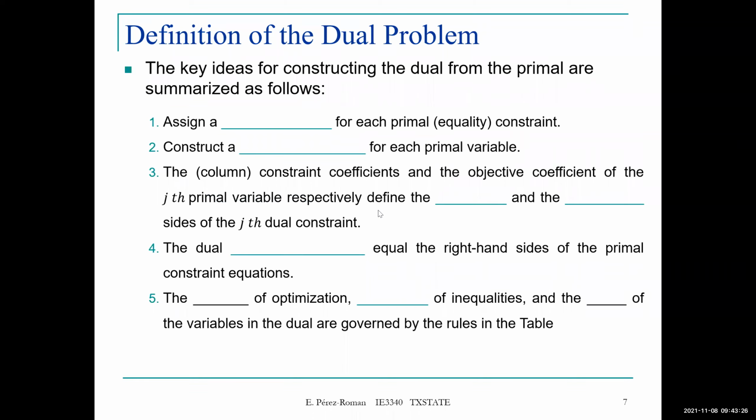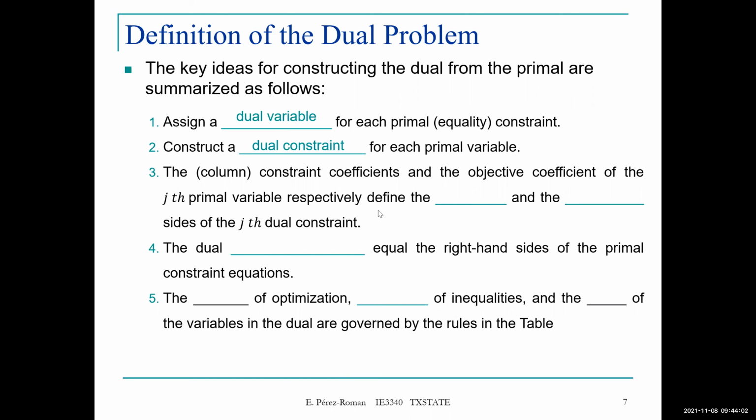The key ideas for constructing the dual from the primal are summarized in this slide. First, we're going to assign a dual variable for each primal equality constraint. So for each constraint in our model, we're going to assign a dual variable. We are going to construct a dual constraint for each primal variable. So again, every variable that we have in the original problem, now we're going to generate a constraint based on that decision variable.